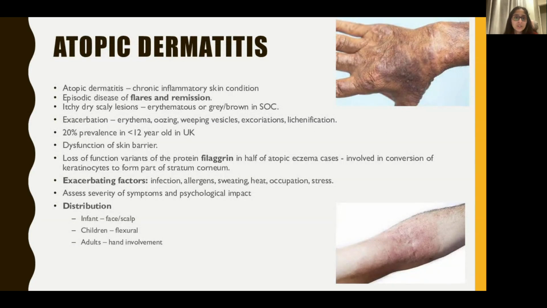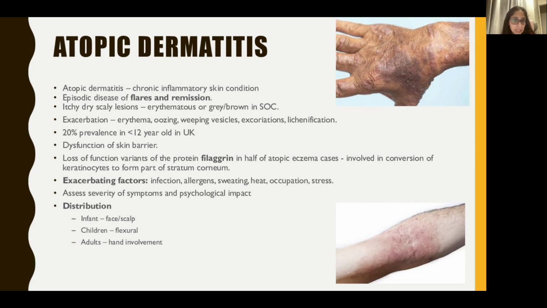So next we're moving on to atopic dermatitis. So this is a chronic inflammatory skin condition which is quite common. It will have episodes of flares and remissions, and these are itchy, dry, and scaly lesions. And in darker skin types, so Fitzpatrick type 5 and 6, they can appear grey and brown in colour rather than red and erythematous, as the picture below shows.